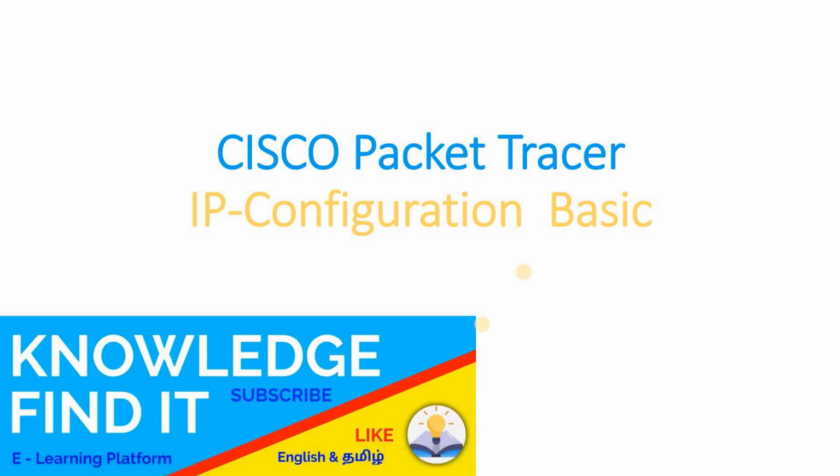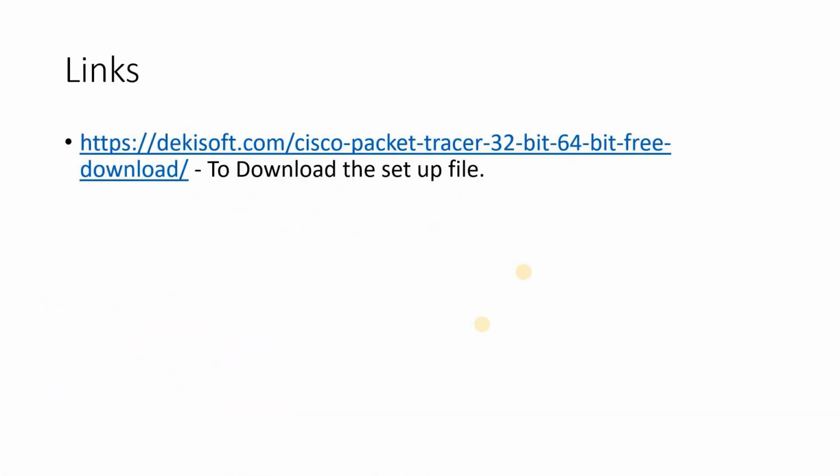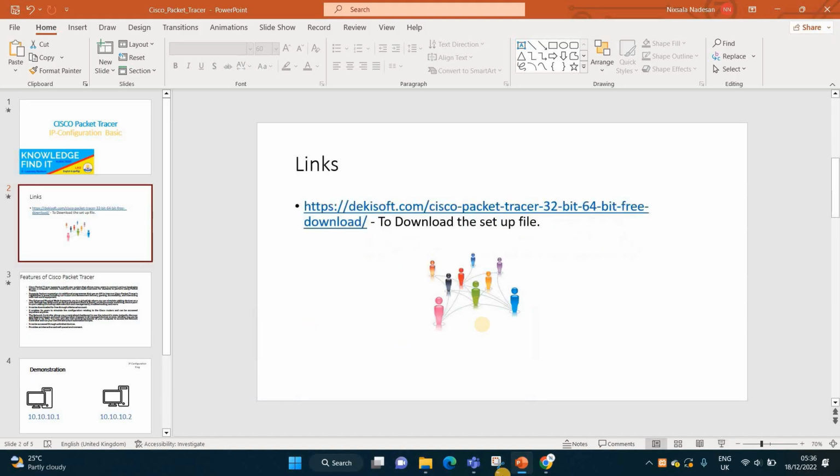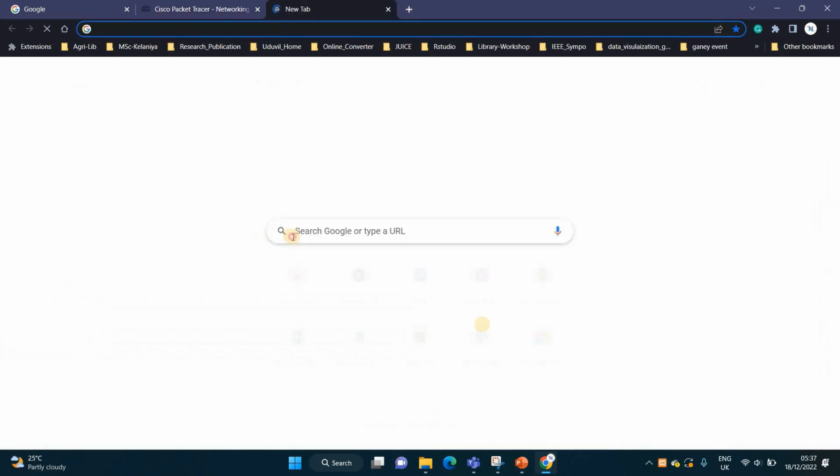Today we are going to learn about Cisco Packet Tracer and basic IP configuration. Before moving to the topic, we need to download the setup file for Cisco Packet Tracer. You can use this link and download it, or just copy and paste it in your browser. Let me make the demonstration.